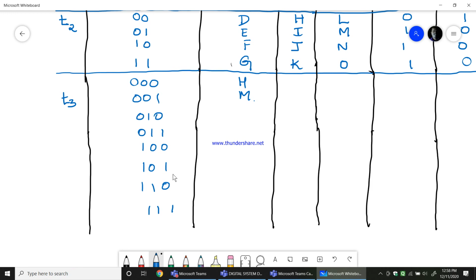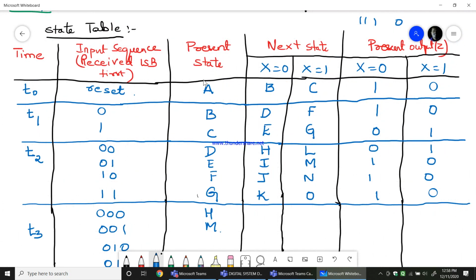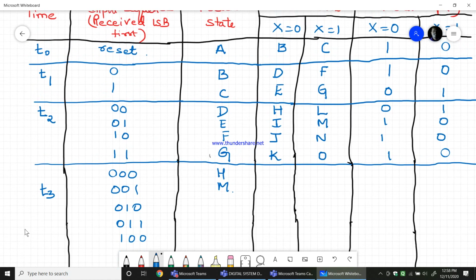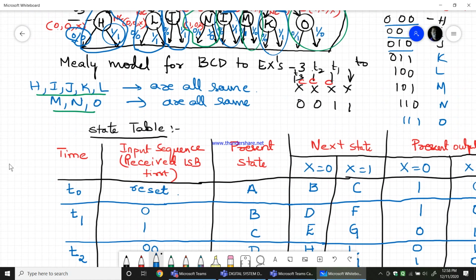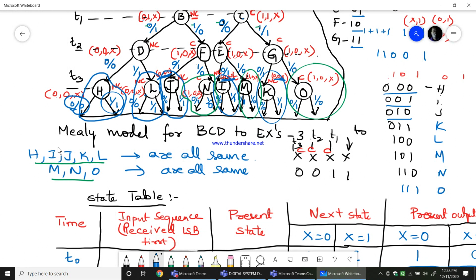So we don't consider this present state input. This input we have taken only from the state diagram. Our next table will always have the present state, next state and present output. That is what we need. This bit sequence we can omit in the next table. Now I hope you understand how I wrote H and M. At the final end, H, I, J, K, L are all equal, whereas M, N and O are all the same.